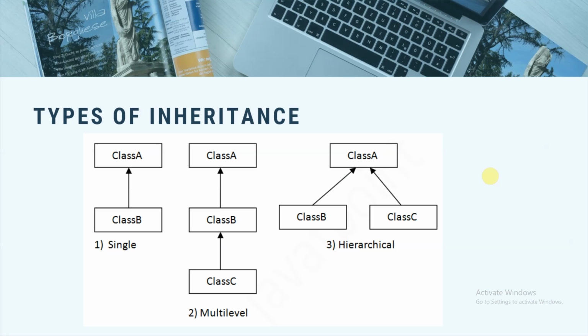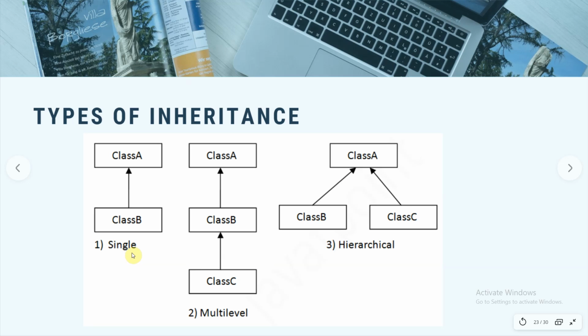There are three kinds of inheritance in object-oriented programming languages, and basically there are five kinds, but the other two, which are multiple inheritance and hybrid inheritance, are used only with interfaces. So I will not be covering those at the present time. I will be covering only these three kinds of inheritance, and first is single inheritance.